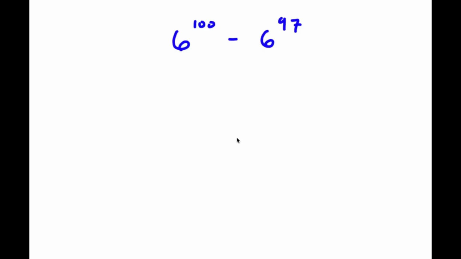Alright, so in this problem, I have 6 to the power of 100 minus 6 to the power of 97. Now the first thing I'm going to do is rewrite 100 here as 97 plus 3. So now I have 6 to the power of 97 plus 3 minus 6 to the power of 97.